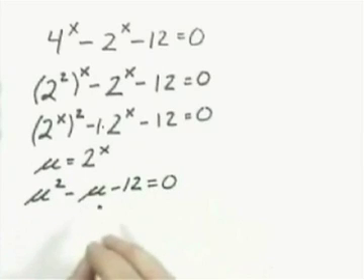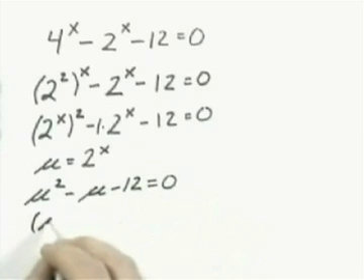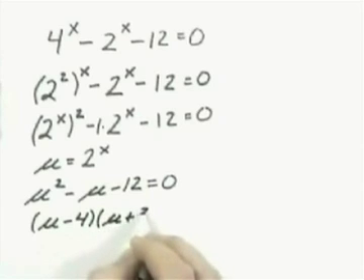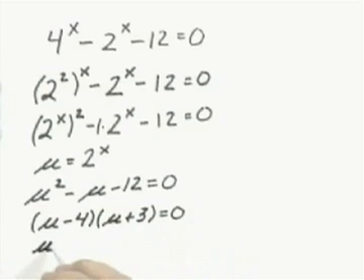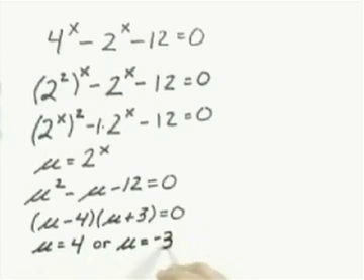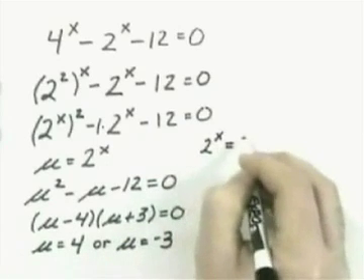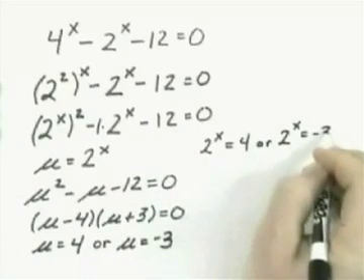Well, u squared minus u minus 12 is certainly a quadratic expression, and we can factor it as u minus 4 times u plus 3, and that'll equal 0. By the zero product rule, that means that u equals 4 or u equals negative 3. But remember, in my original problem, I don't want to know u, I want to know x. So now I go ahead and back substitute. In other words, 2 to the x equals 4 or 2 to the x equals negative 3.